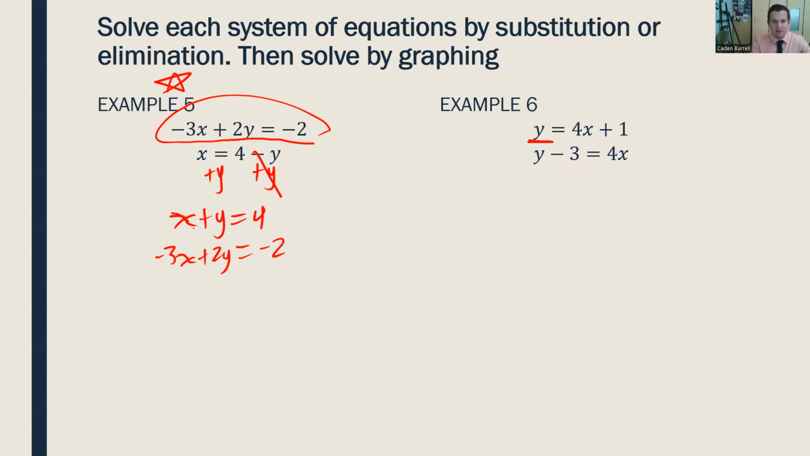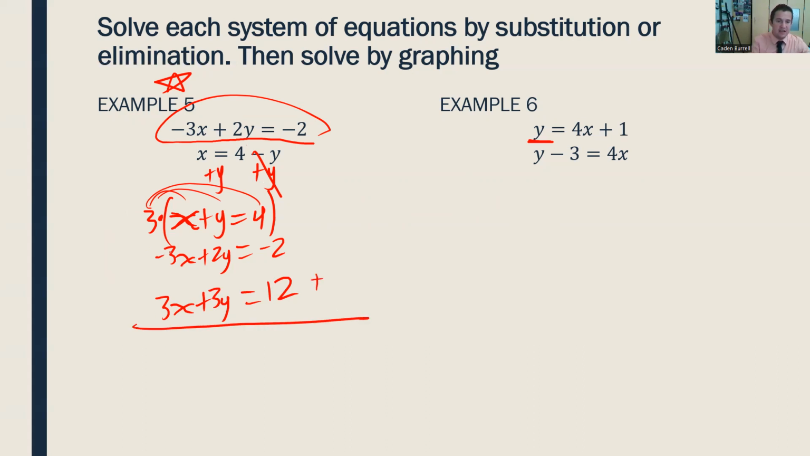Notice here I have a positive 1x and then I have -3x. So if I were to multiply this x by a positive 3, 3x and -3x when added together would cancel out and give me 0. So let's multiply this whole equation by 3. Okay, and I'm going to rewrite that underneath it: 3x plus 3y equals 12. Now when I add these two equations together, -3x plus 3x goes away, it's 0. 2y plus 3y is 5y. -2 plus 12 is 10.